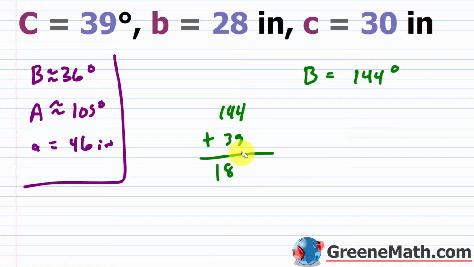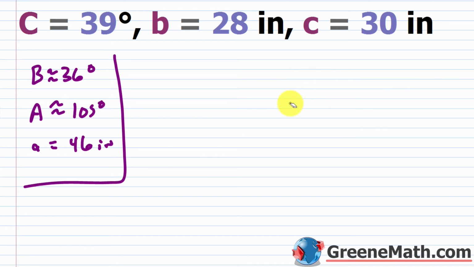Remember, the sum of the three angles in a triangle is 180 degrees. So this is not possible. I can't have something that's 144 degrees because I'm going to go over. So you can go ahead and exclude that right away. If you want to prove that to yourself, you can.